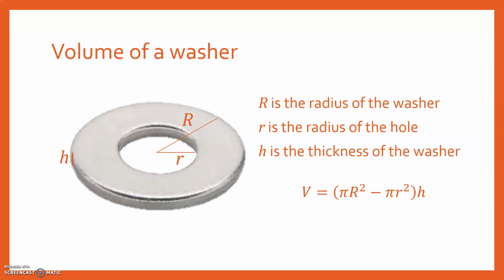When you're trying to find the volume of one of these washers, what you're really doing is finding the volume of the whole thing, and then taking away the volume of the hole. So big R is the radius of the washer itself, little r is the radius of the hole, h is the thickness or the height of the washer, and so the volume would be pi times big R squared, take away pi times r squared, and then times the height. Here's pi r squared with a big R. That would be the area of the entire thing, and then you take away the hole.